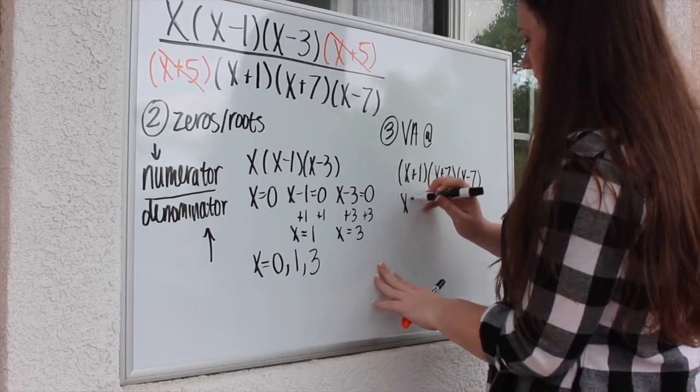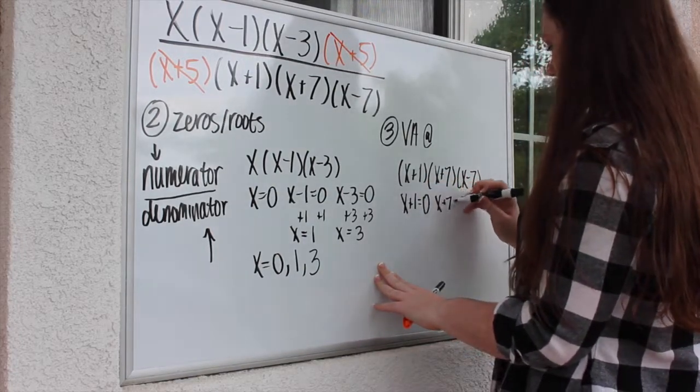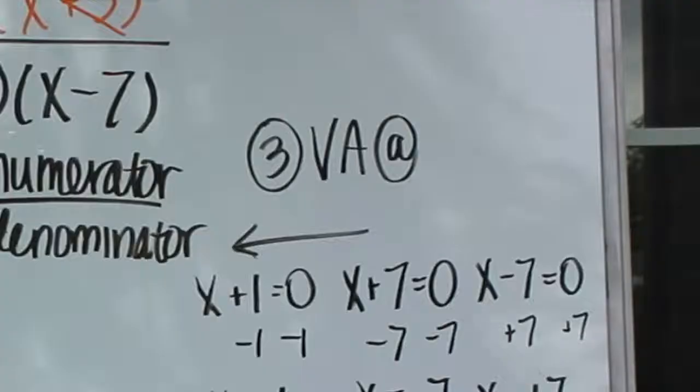The process in order to find the vertical asymptotes is very similar to step 2, except we will be referencing our denominator instead of our numerator. In doing this, we will get each section of our original problem and set it equal to 0. Our three binomials, which are x plus 1, x plus 7, and x minus 7, we will be setting equal to 0, and we will be solving each of these.